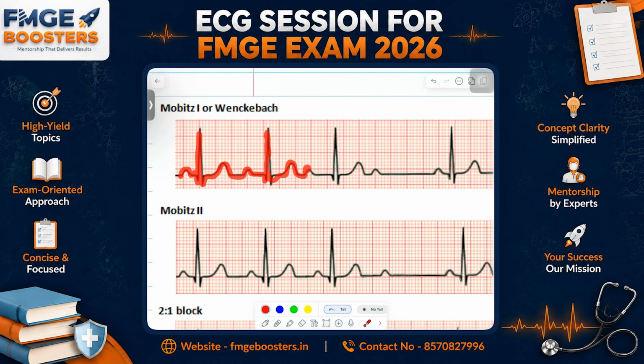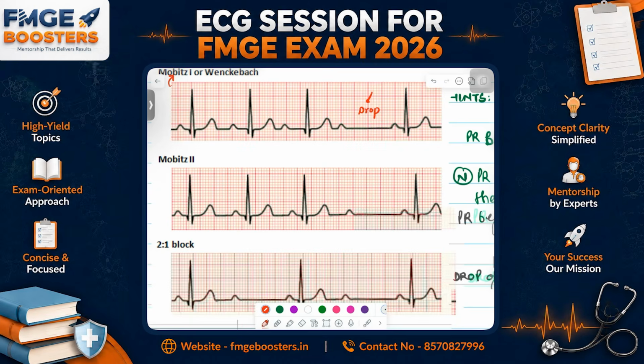PQRST. PQRST drop. What did you appreciate here? That PR interval is gradually increasing, right guys? PR is gradually increasing, and then there was a drop. Here there was a drop. So it was like increasing, then drop. It is nothing but Mobitz type 1. Okay? I will tell you how you have to remember it.